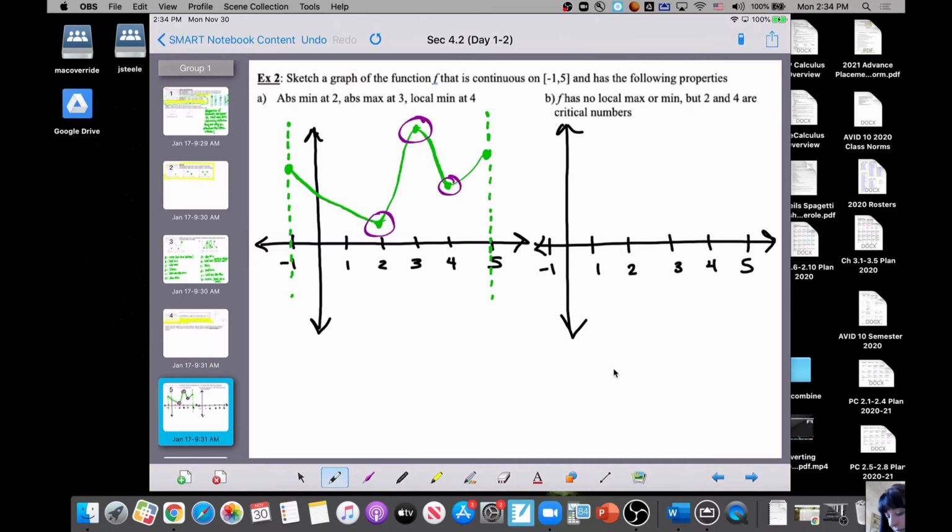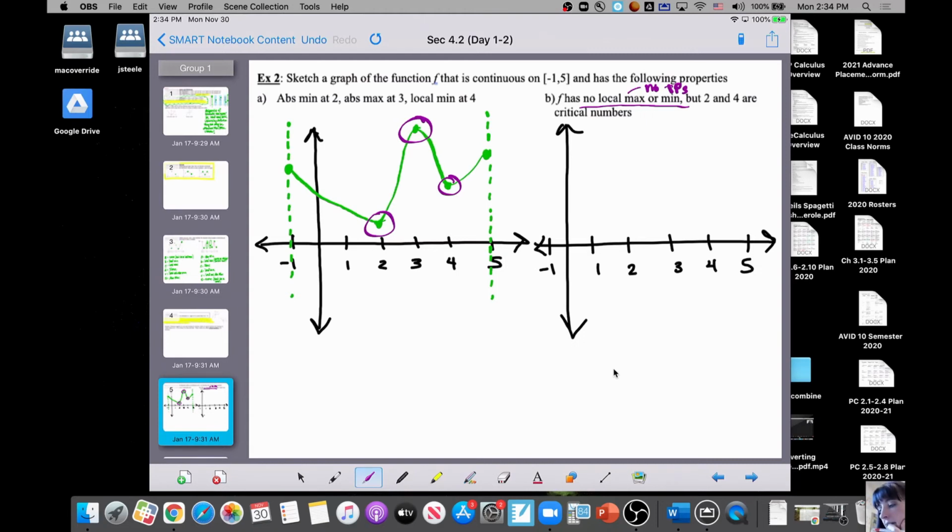And this time, f has no local max or min, but 2 and 4 are critical numbers. Okay, so no local max or min means that our graph can't have any turning points. That says no TPs, no turning points, right? Our graph cannot have any turning points if it has no local max or min. But 2 and 4 are critical numbers. So we have to have a 0 slope at 2 and 4, but we can't have a turning point.